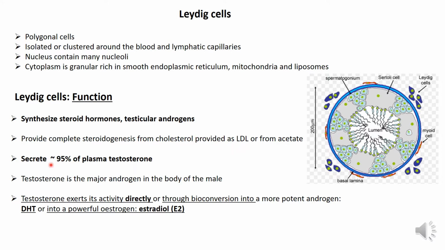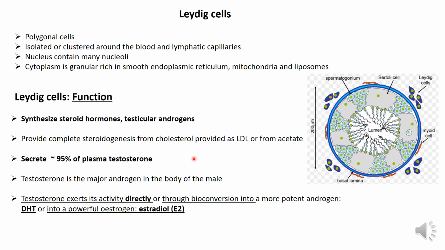Okay? And once they produce the testosterone, 95% of this testosterone is secreted in the plasma. 95% of the testosterone present in the plasma is coming from the Leydig cells, because we have also the adrenal glands, which are above the kidneys, that produce also androgens and testosterone, but the major source of testosterone in the body are the Leydig cells.